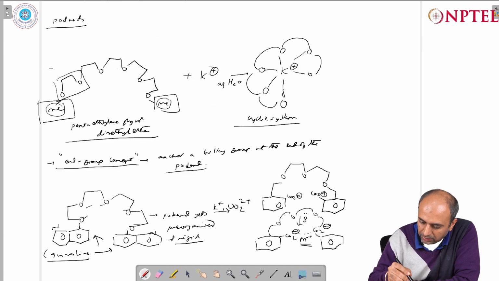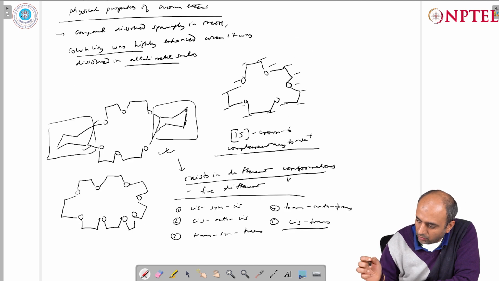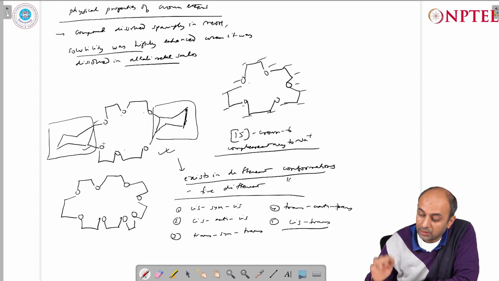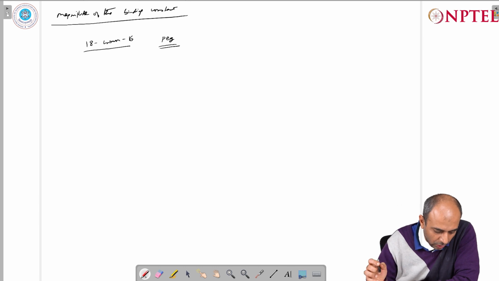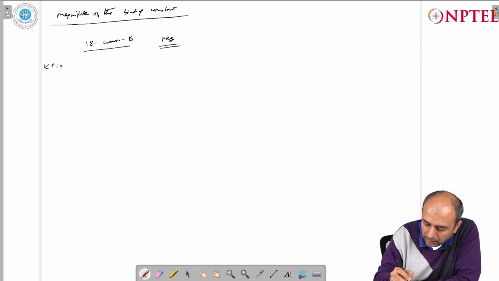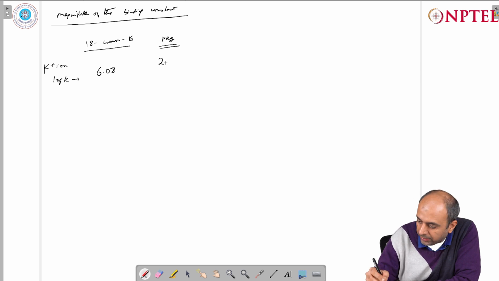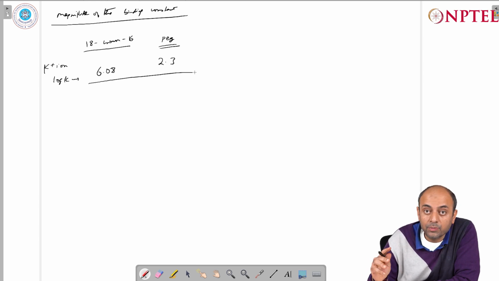Let us go back. We have this particular moiety, pentaethylene glycol, which has 1, 2, 3, 4, 5, 6 donor atoms, and we also have 18 crown 6, which has 6 donor atoms. So in both cases we have 6 donor atoms, and we would like to compare the log K value for the potassium ion. The log K value is 6.08 for 18 crown 6 compared to only 2.3 for the corresponding open chain conformation.